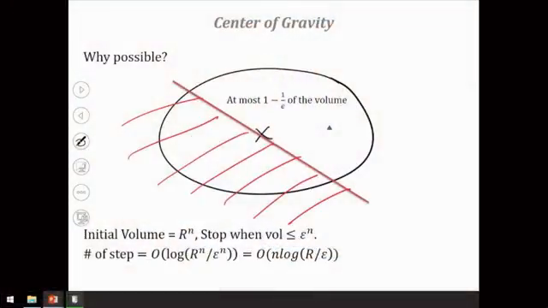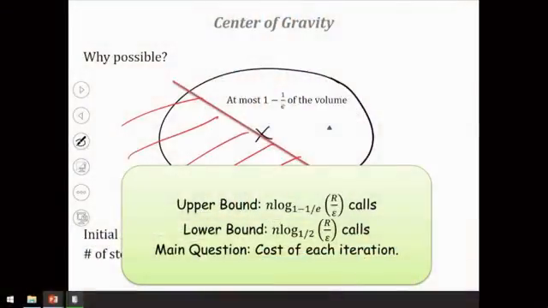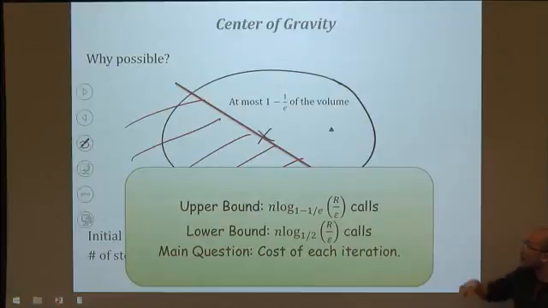Because we promised the initial convex set is bounded inside a ball with radius R, that means the initial volume is R to the n. And we promised the convex set contains a small ball, say with radius epsilon, so it has volume epsilon to the n. Because each time we decrease the volume by a constant, that means it takes about n log R over epsilon iterations to find that set. And this is almost tight. So this algorithm using center of gravity can solve this problem in this number of iterations. Notice the log is to the base 1 minus 1 over e.